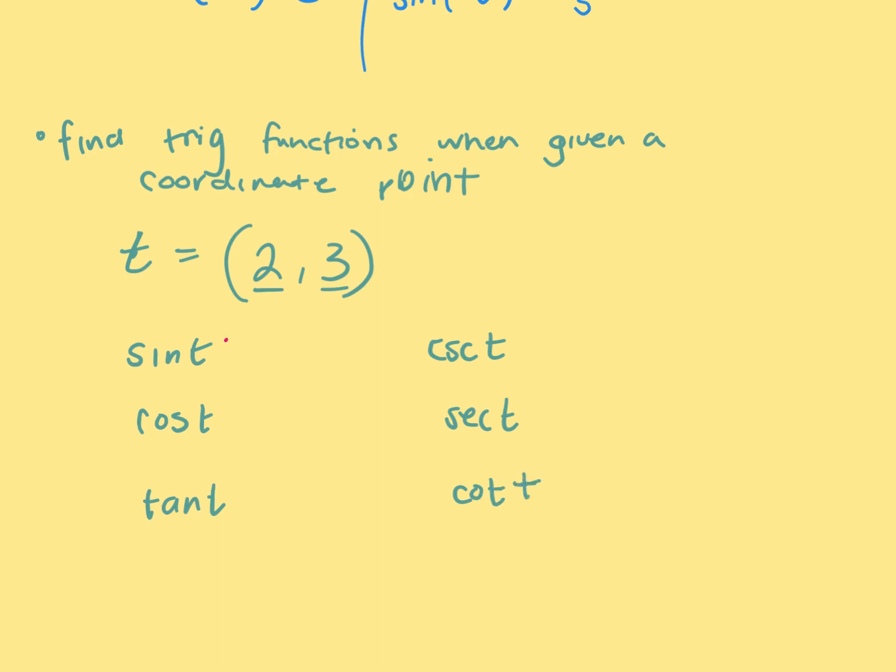Then remember, the sine is the y, the cosine is the x, the tangent is the y over the x. And then we just flip them to get the other ones. So the sine would be 3, the cosecant would be 1/3. The cosine would be 2, the secant would be 1/2. The tangent would be 3/2, and the cotangent would be 2/3. There are going to be square roots in these, so you're going to have to rationalize, you're going to have to simplify, that kind of stuff.